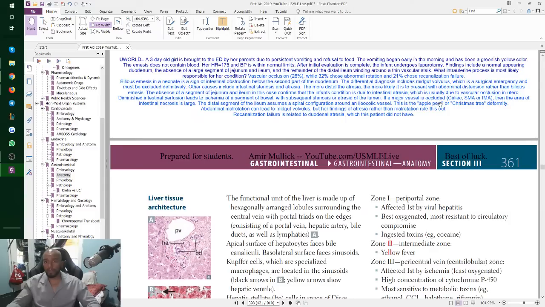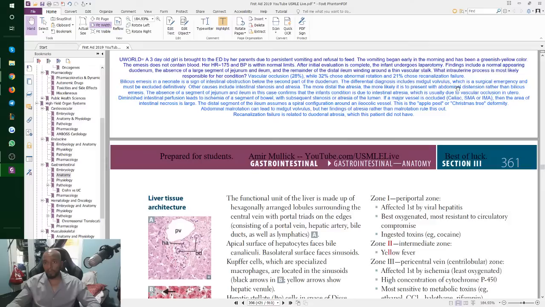If a major vessel is occluded, such as celiac, superior mesenteric, or inferior mesenteric artery, then the area of intestinal necrosis is large. The distal segment of the ileum assumes a spiral configuration around an ileocolic vessel. This is the apple peel or Christmas tree deformity that we would see under radiographic imaging. Abdominal malrotation can lead to midgut volvulus, but her findings of atresia rather than malrotation ruled this out. That's why 32% were wrong by picking abnormal rotation. Recanalization failure, which the other 21% chose, is related to duodenal atresia, which this patient did not have.